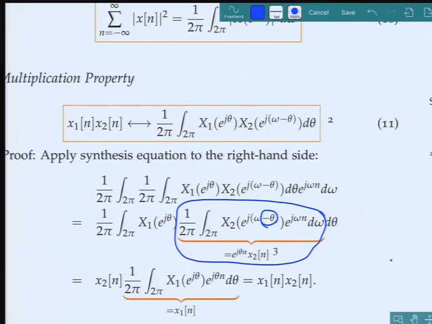Once you do that, what remains in the integral? Also you can take x2 of n out of the integral. It's doing nothing there, right? And what remains is the pure synthesis equation applied to x1 of e to the j omega. So that gives you x1 of n. So in the end, you get the product. The multiplication property was proven in much the same way in continuous time. That's why I didn't want to prove it again, but it's in the notes, as you can see.